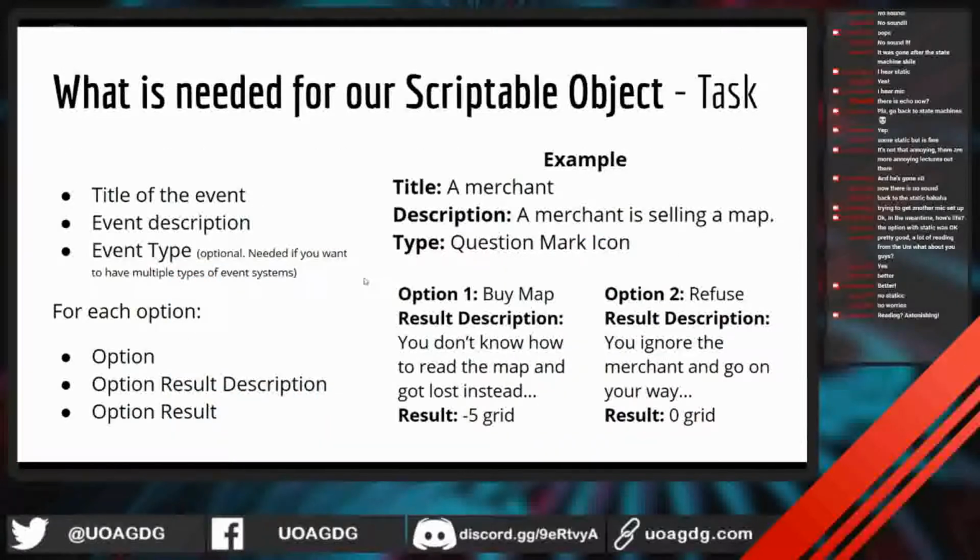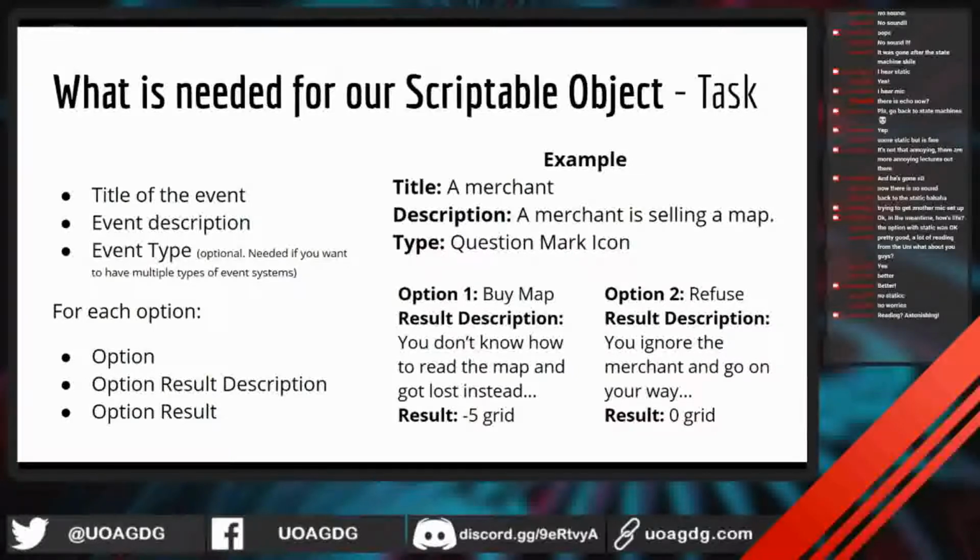So in this case, we're going to need a title. We're going to need an event description, and if you have more than one type of event, in our demo further back we had question marks and swords. So in that case we'd have multiple types, one for a question mark, one for sword. But you don't need to. For each event, you're going to give them options, multiple options. So for each option you need a result description and a result.